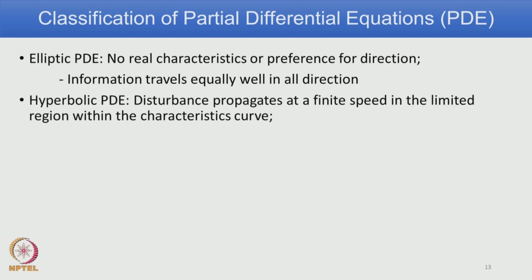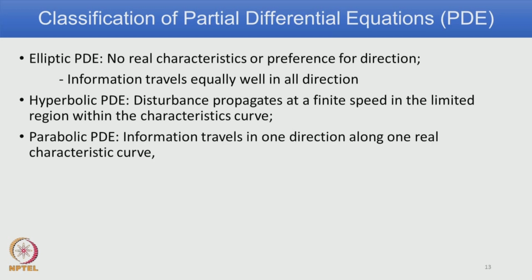In the case of hyperbolic PDE, disturbance propagates at finite speed in a limited region within the characteristic curves. There are two characteristic curves in hyperbolic PDE. Compressible flows fall under hyperbolic PDE. And in parabolic PDE, information travels in only one direction along one characteristic curve.